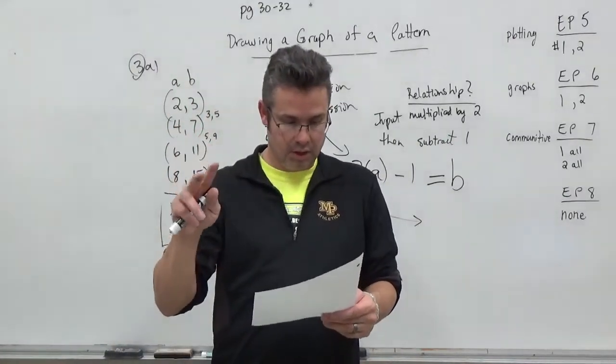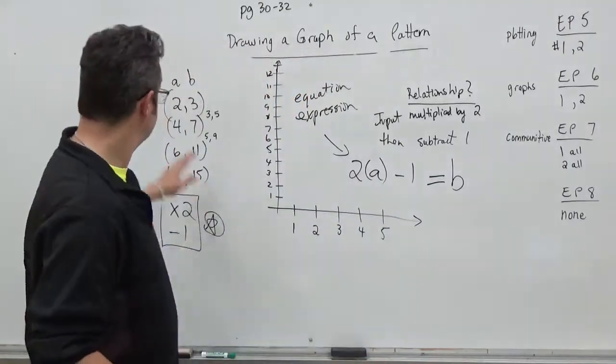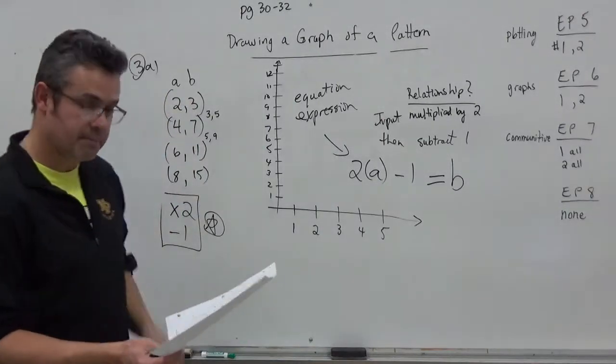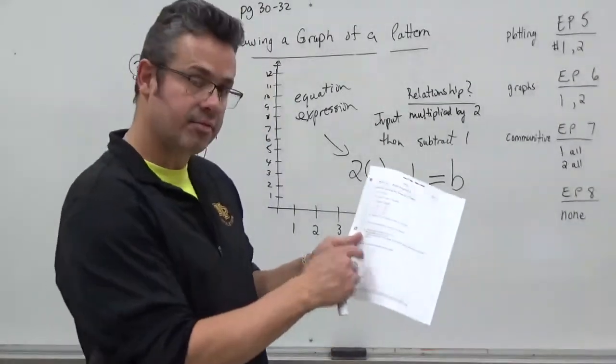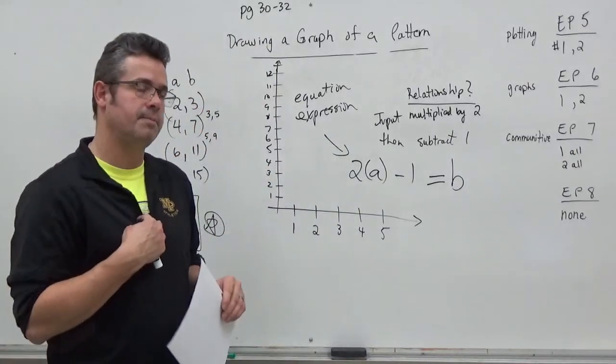Question 2 is make an input-output table for this graph. So you want to come up with this. Make these coordinates based on what the graph looks like on your page. Okay, so that would be your assignment that you're going to hand in to me.